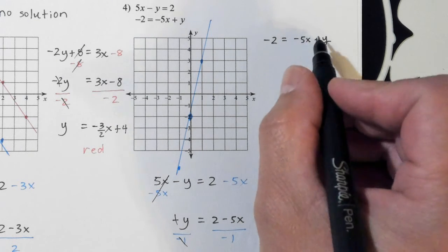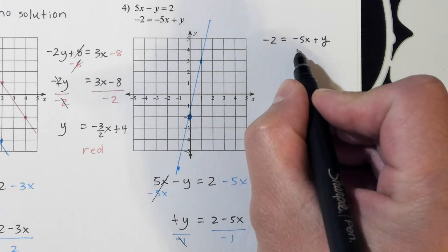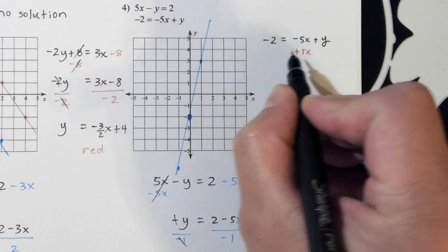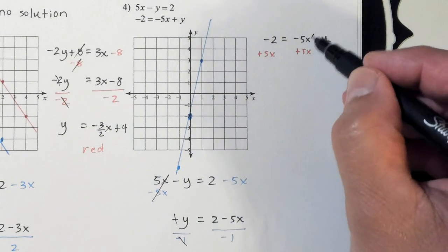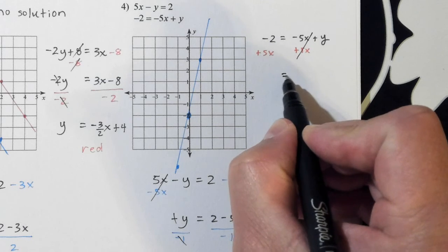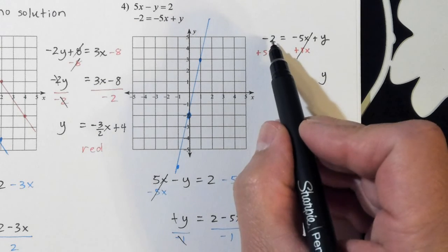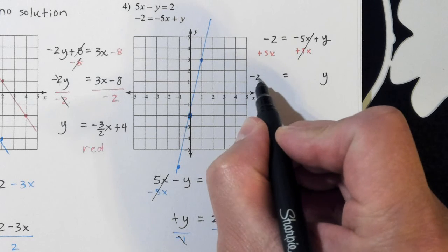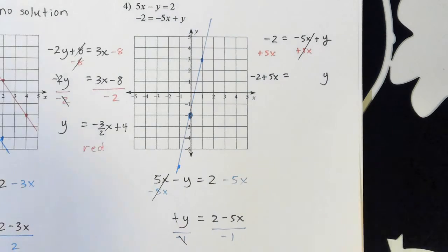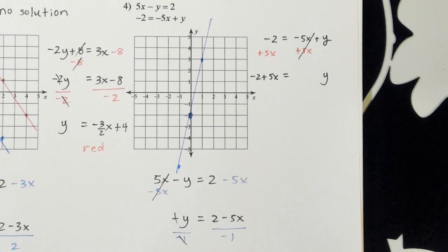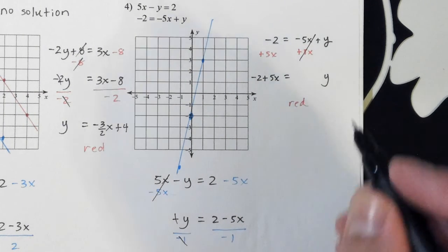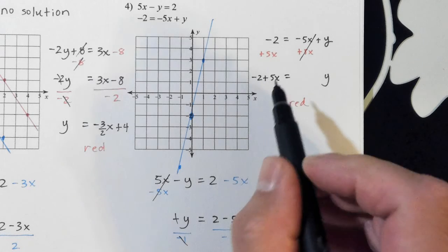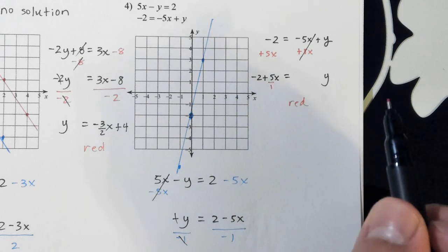So in this situation, it's only going to take us one step to get the y by itself. All you got to do is add 5x to both sides. Those cancel. Equal sign goes straight down. Y goes straight down. Negative 2 plus 5x. Can't add those together because they're not like terms. And I'm going to graph this one in red. The slope is 5. If you want to make it into a fraction, put a 1 under it.